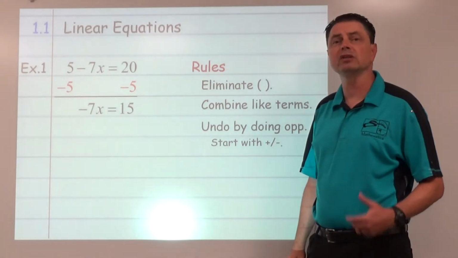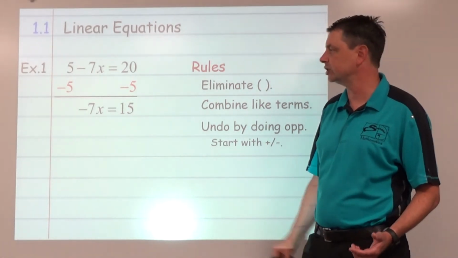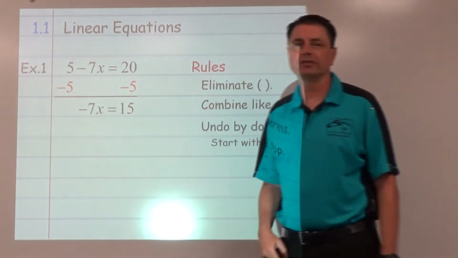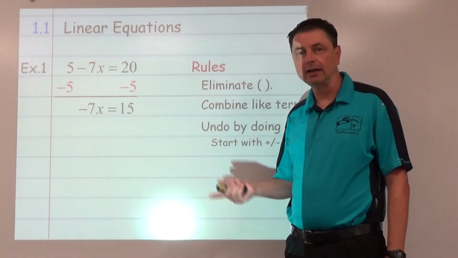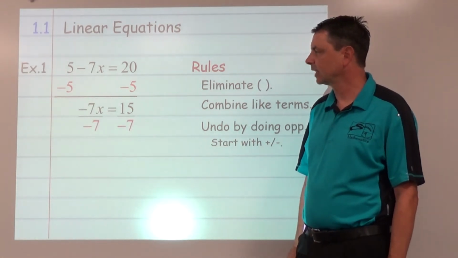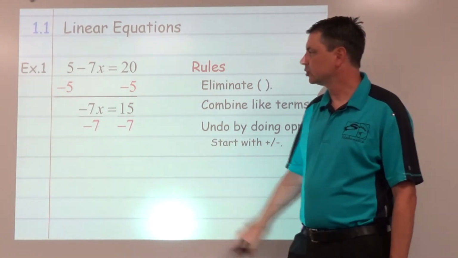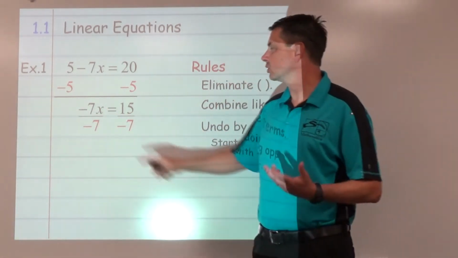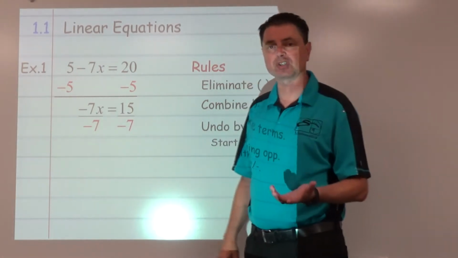Next is typically going to be to undo multiplication or division. Right here we do have multiplication. So we want to get rid of the -7. We're going to want to divide by -7 on both sides. That would be the next step. So -7 divided by -7 becomes 1. So this essentially becomes 1x, which we would just write as x.